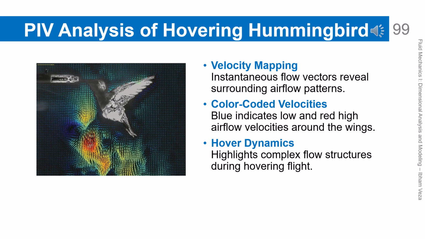PIV analysis of hovering hummingbird. PIV techniques are used to map the airflow velocity field around hummingbird wings. Colors are used to indicate the magnitude of the flow velocity. The pattern reveals complex vortex structures during hovering flight. This visualization helps to understand the lift generation mechanism in hovering. Such studies demonstrate the power of PIV in fluid biomechanics.